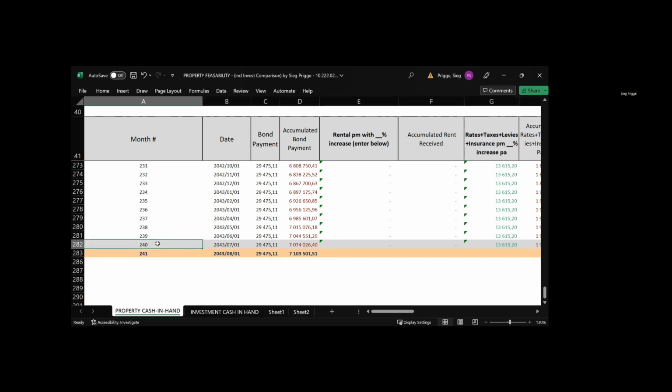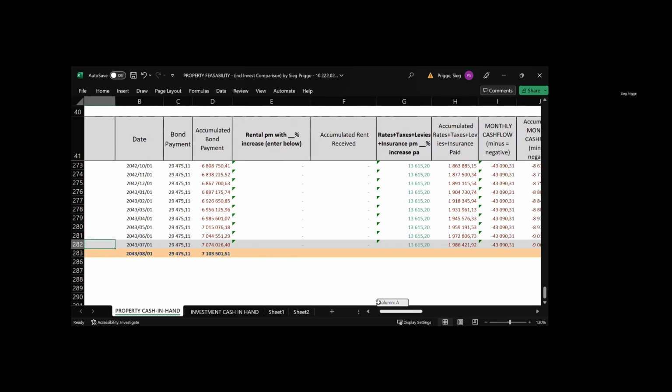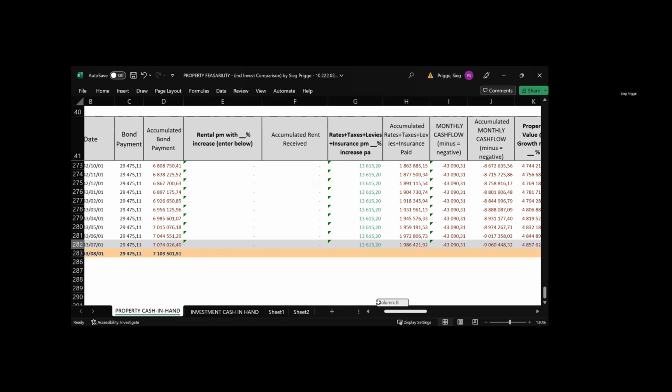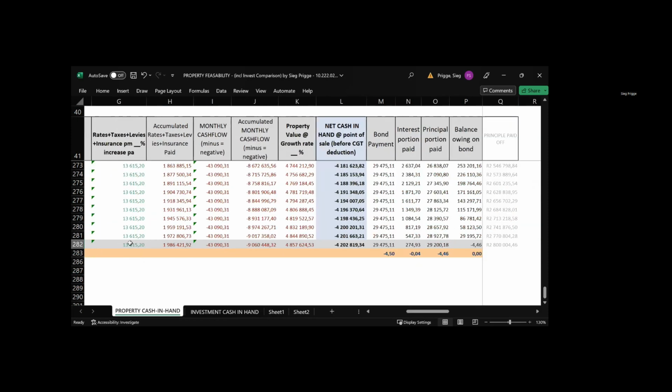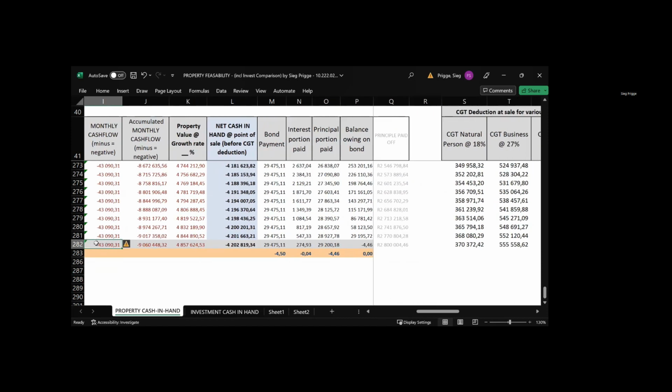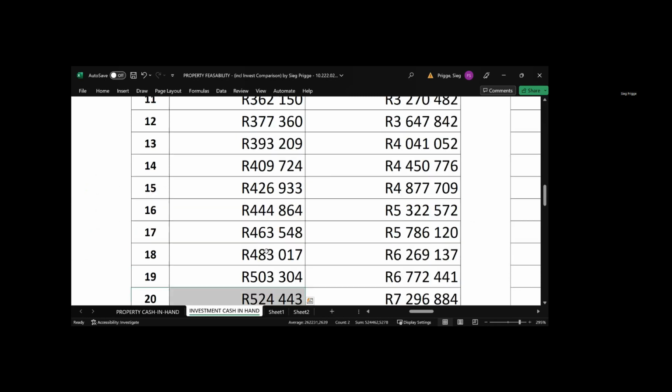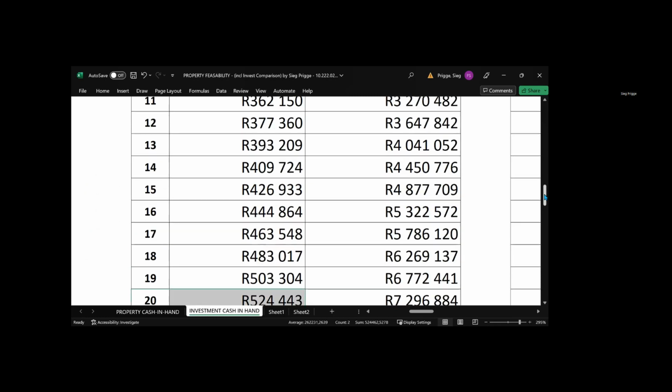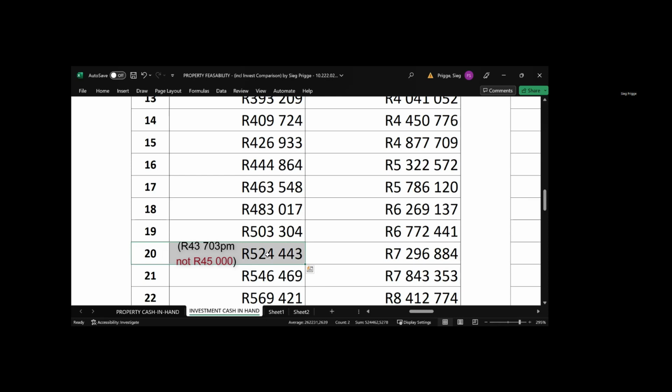This is 240 months right here, right above the orange line. You've paid 7 million in bond payments over this time. Currently, your rates and taxes, levies, and insurance is about 13,600 Rand a month. You've paid about 2 million Rand or 1.9 million Rand on those expenses over time. Your cash flow at this stage is 43,000 Rand a month. That's bond plus costs. And on the rental side, it's 524,443 per annum, which equates to 45,000 Rand a month.